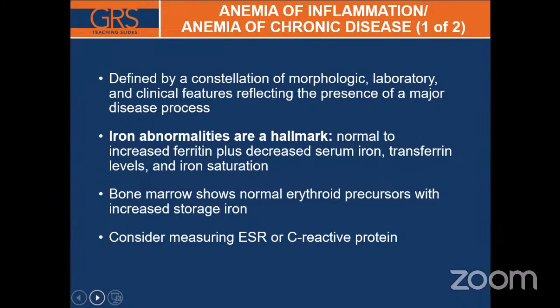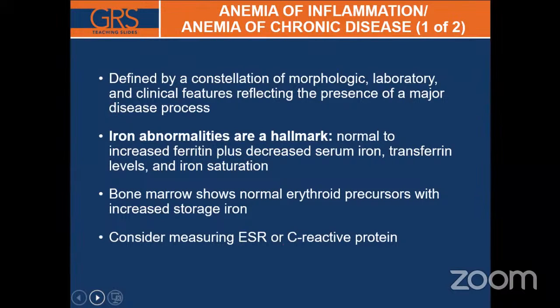Now, moving on to the different causes of the anemia of inflammation. We start with anemia of chronic disease. Anemia of chronic disease is a constellation of multiple factors, like morphological, laboratory, and clinical features, which reflect the process of a disease. In anemia of chronic disease, the hallmark is that due to the ongoing inflammation, there is an increased level of ferritin, which acts as an acute phase reactant. This leads to sequestration of iron in the ferritin and decreased iron for RBC production.